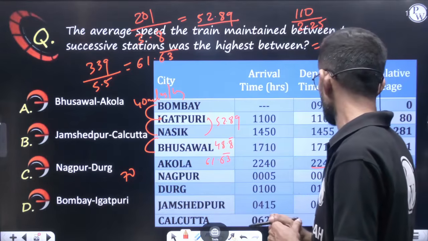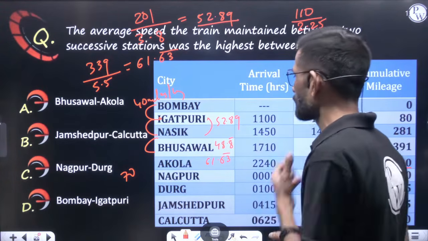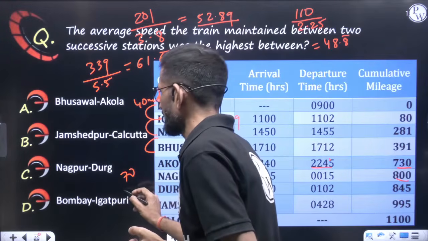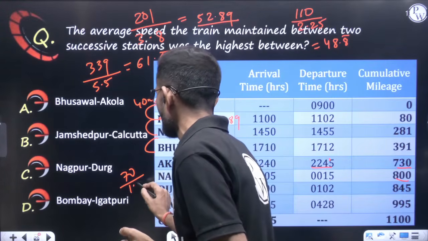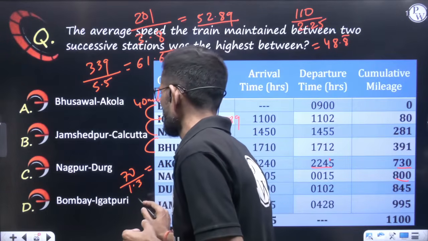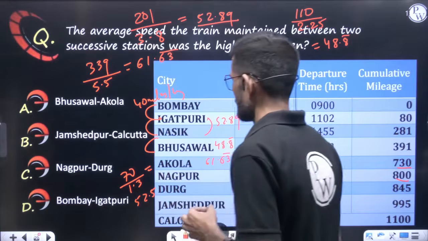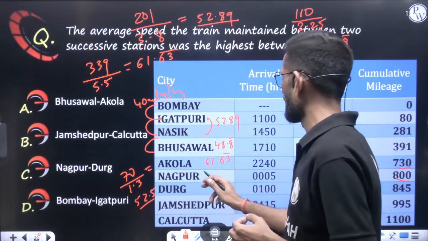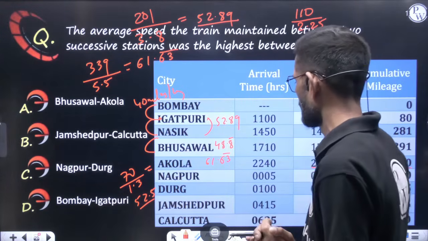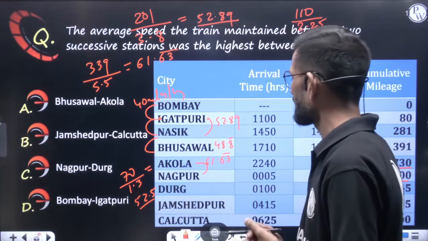15 minutes, then it will become 11, and then 1 hour 20 minutes. So 1 hour 20 minutes can be written as somewhere around 1.3 hours. So 1.3 means 70 by 1.3, it will come to 52.5 miles per hour, somewhere near to that. Here the speed between Akola and Nagpur is 52.5 miles per hour.